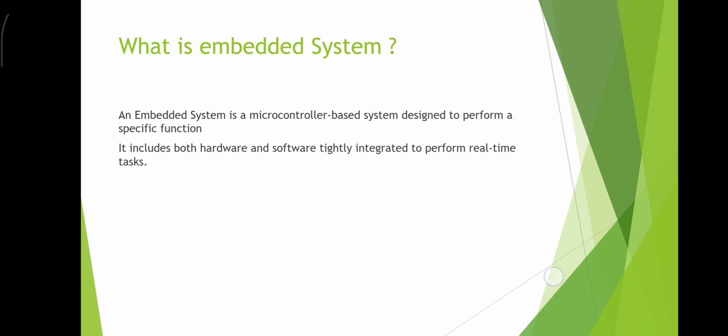So, what is an embedded system? An embedded system is a microcontroller based system. It's designed to perform a specific function. It has a combination of hardware and software. So it's like a tiny computer. It's built for one job. In our case, the job is controlling a washing machine, and we used a PIC16F877A microcontroller and programmed in embedded C.